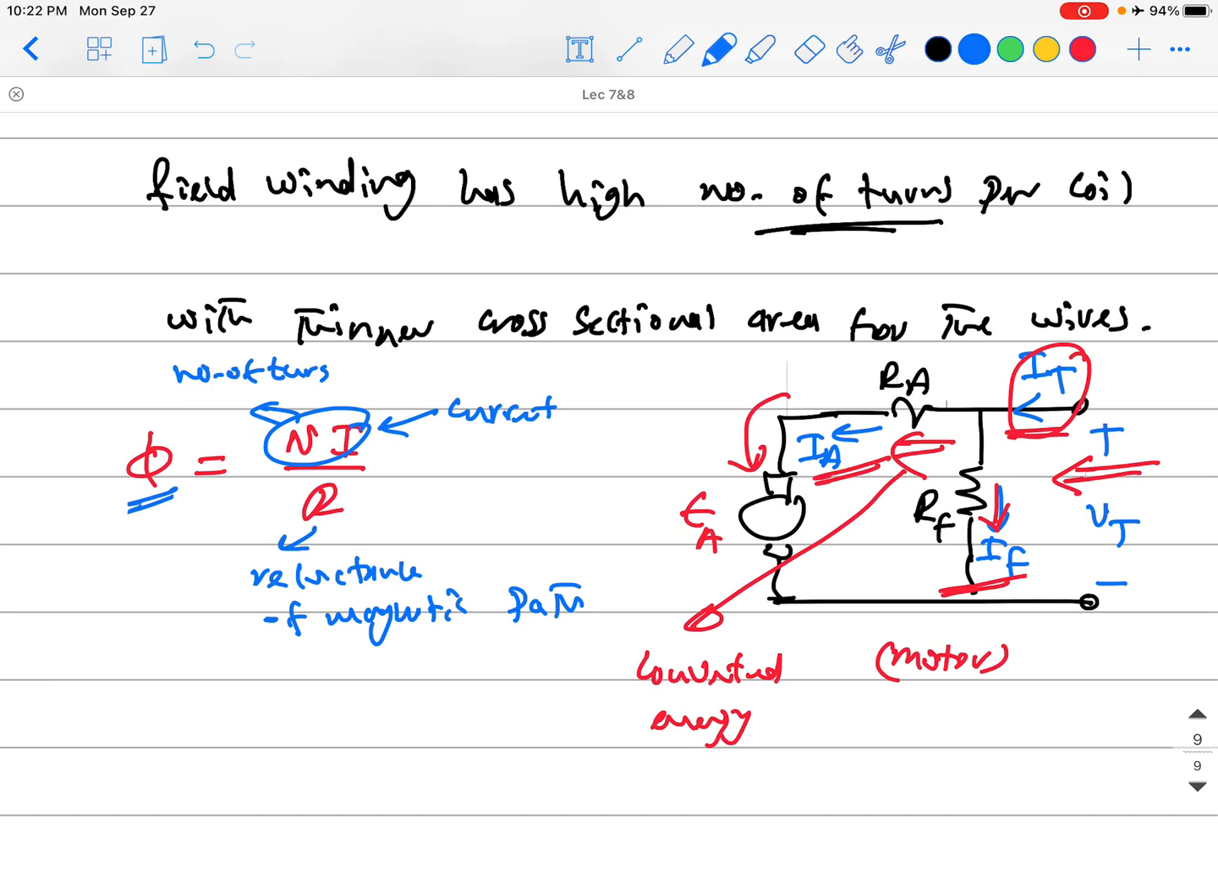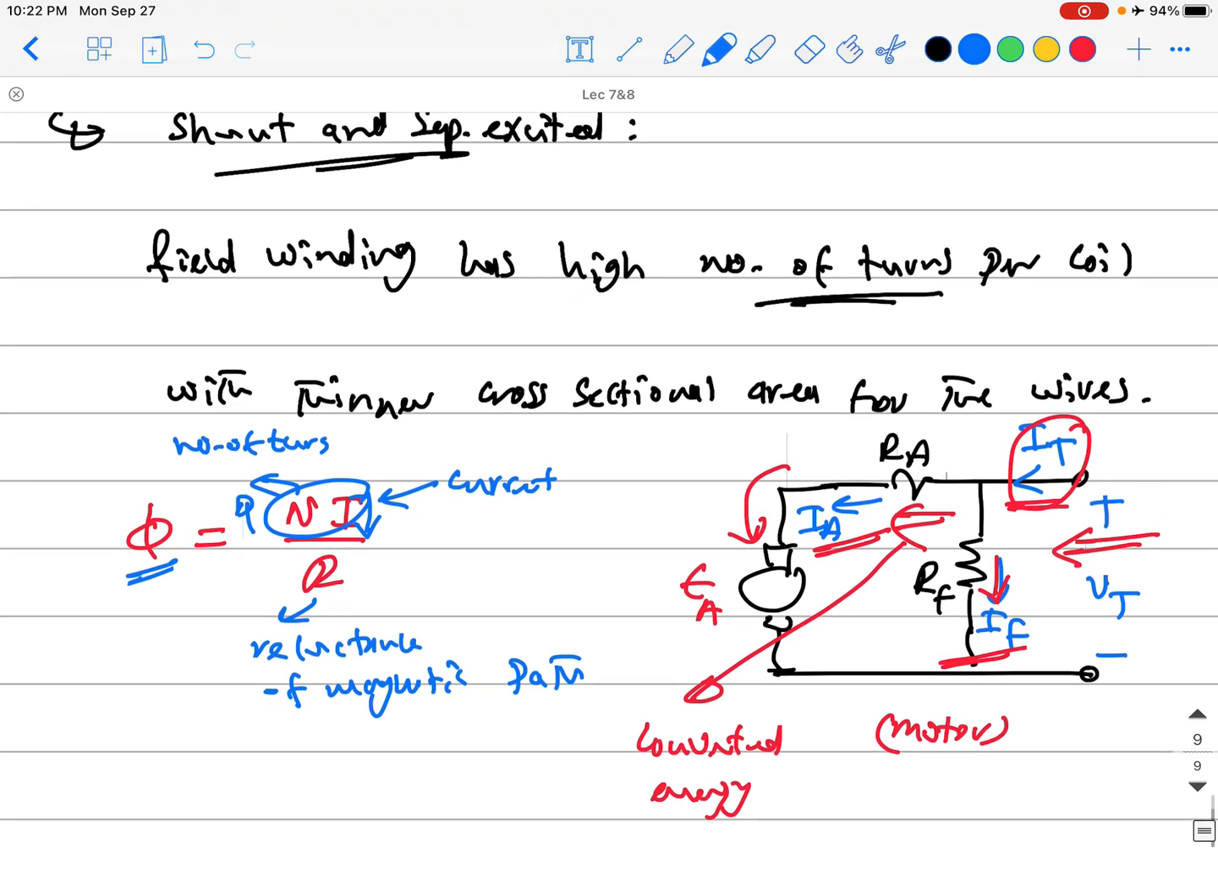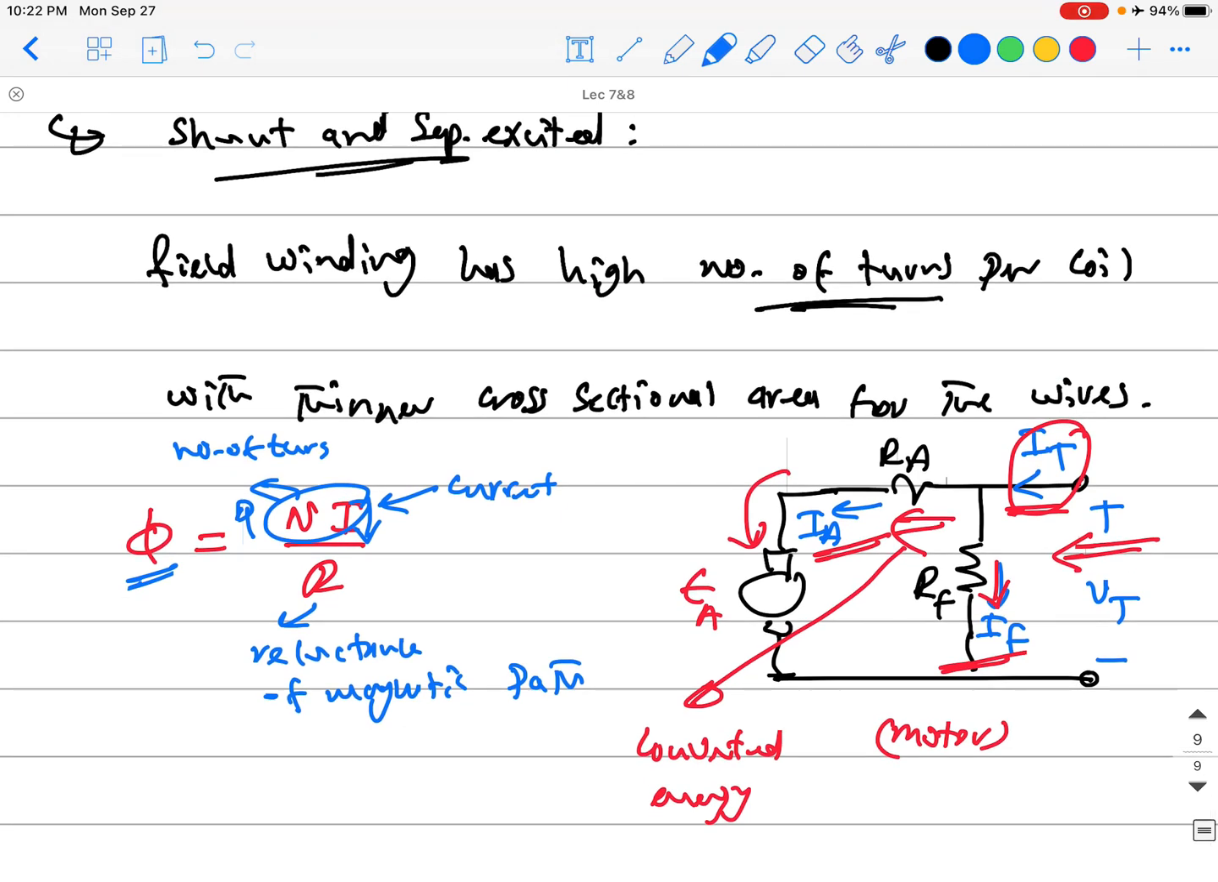So you can create the same amount of flux by reducing the current if you increase the number of turns, and that's what we're doing here. That's why I'm saying for the field winding here, we need a high number of turns to get the same amount of magnetic flux with a smaller value of current going through the winding. Okay, guys?